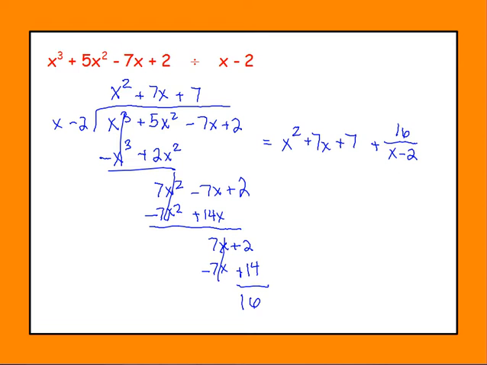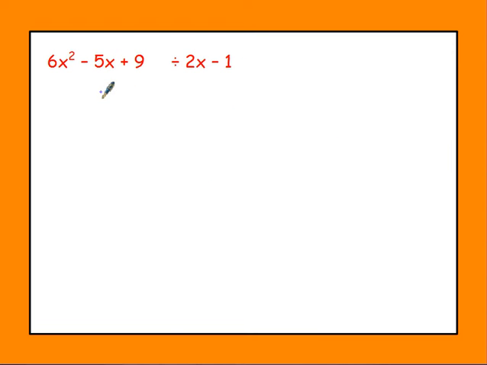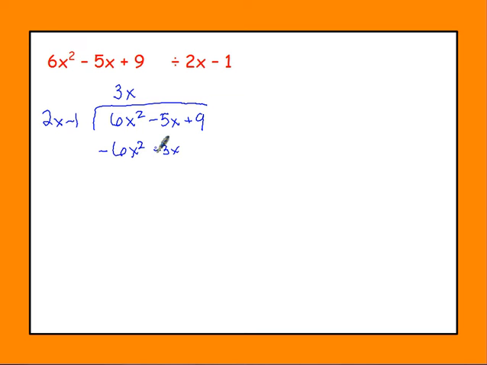Okay, let's try another long division. So this time, notice my divisor is 2x minus 1. My divisor is getting bigger, and that's okay. The process stays the exact same. So you're asking yourself, 2x times what will give me 6x squared? And that would be 3x. Now multiply. That would give me 6x squared minus 3x. Now subtract by changing the signs. Those cancel. Negative 5x plus 3x is negative 2x, plus 9.